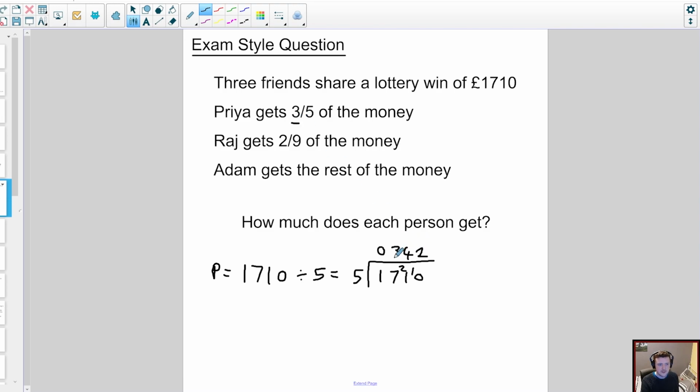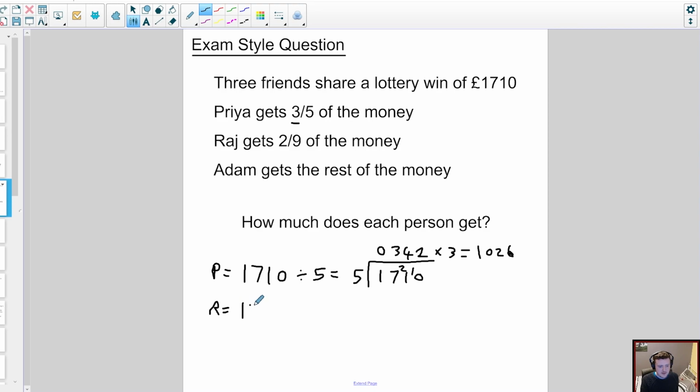Then we take our 3 and we multiply this answer by 3. And what we're going to end up with is 900, 1,020, 1,026 as our answer for this question here. And so Priya got 1,026. So we know already that she's going to get the most of the money, because that's already more than half and there's still 2 people to split it into. So Raj then, he gets 2/9 of the money.